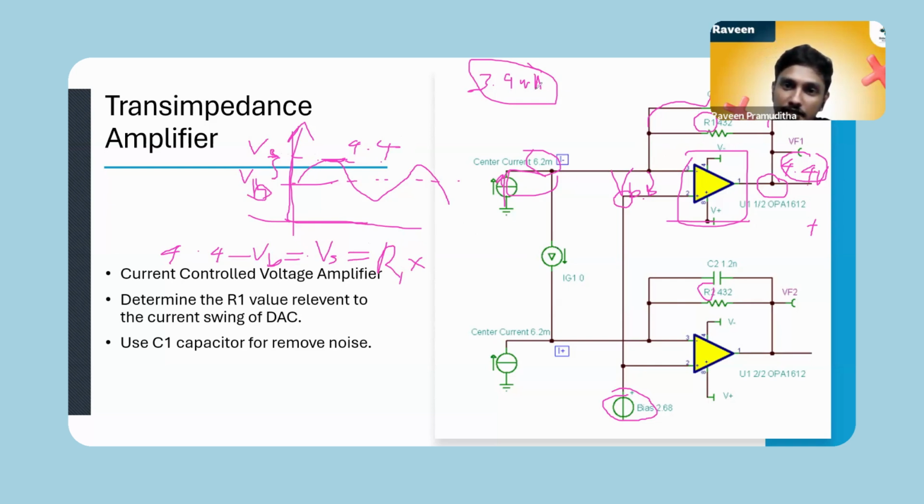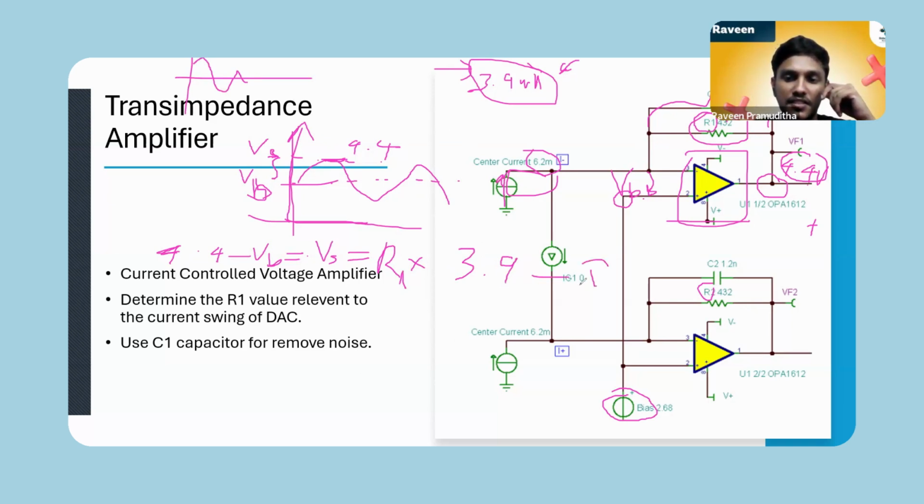The current through this resistor is 3.9, because this voltage swing happens because of the swing current from the digital to analog converter side. Because of that current swing, there is a voltage swing in that circuit. So I can find this resistance using that current. I'm using this equation: 4.4 minus VB equals R1 into 3.9. Yes, I can use this as my first equation.